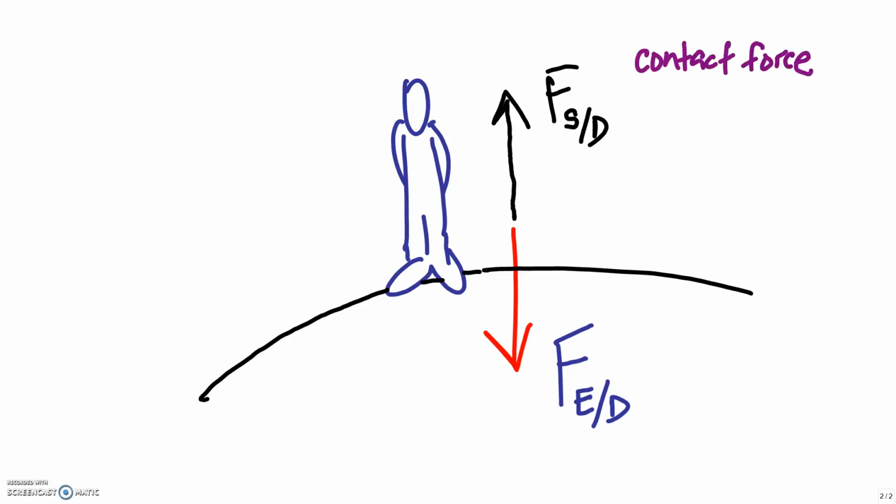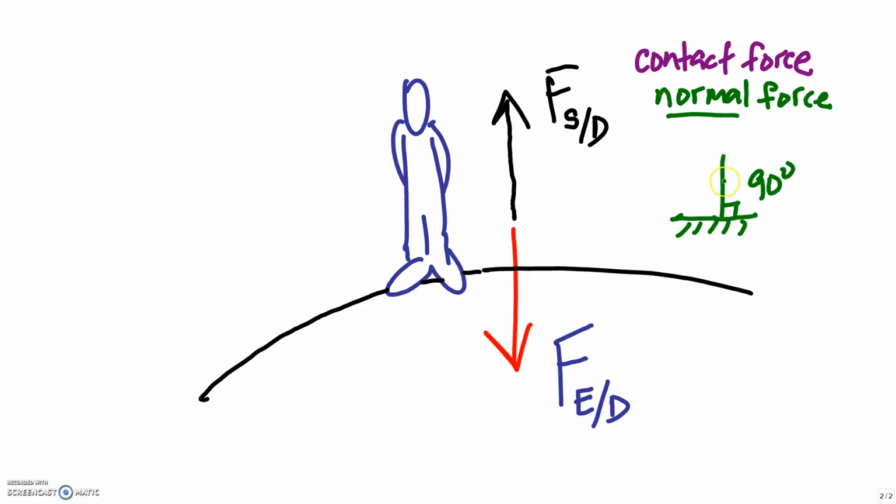Now this type of force occurs as a consequence of the contact between the surface and the person, so it's a contact force. And for this situation, this is called normal force. Normal is a mathematical term that indicates a 90-degree angle, and the angle between the surface and the person is 90 degrees in this case, so it's called a normal force.